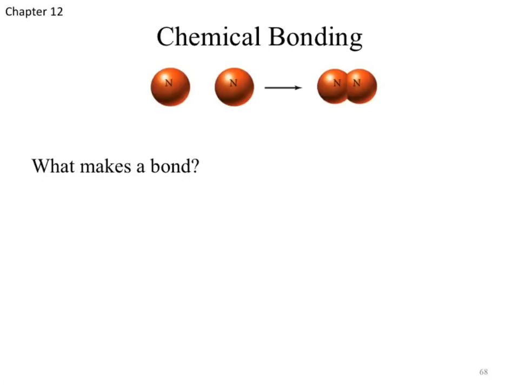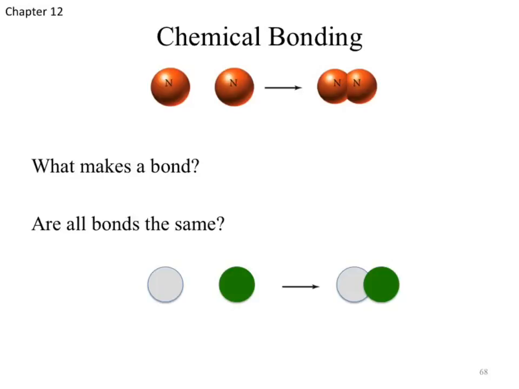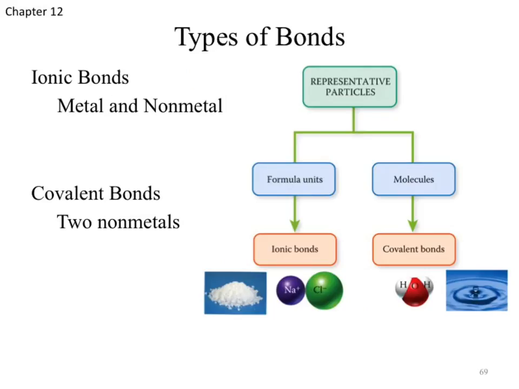What makes a bond? I bring 2 nitrogen atoms near each other. How do I know I now have a bond? It's the sharing of electrons. That's what causes a bond. Would I predict all bonds to be the same? If I change the atom, that changes the electrons, which should then change the nature of how they share their electrons. So I get different types of bonds coming out of this.